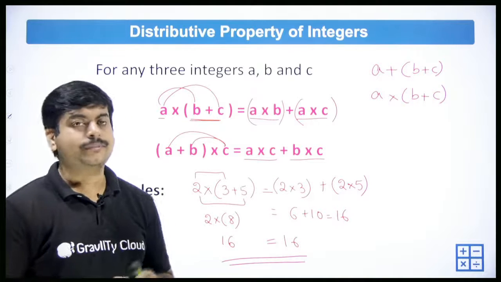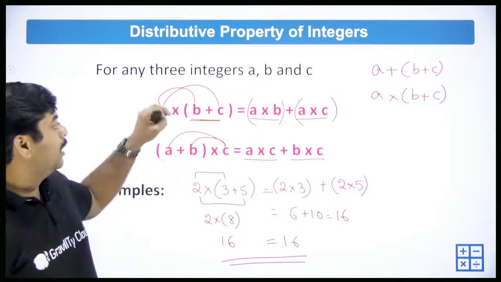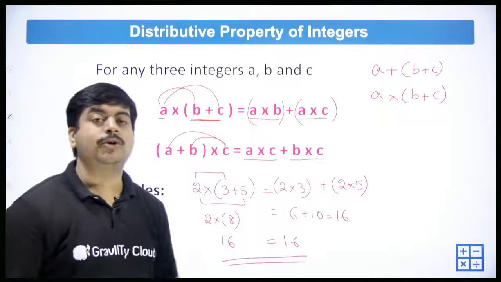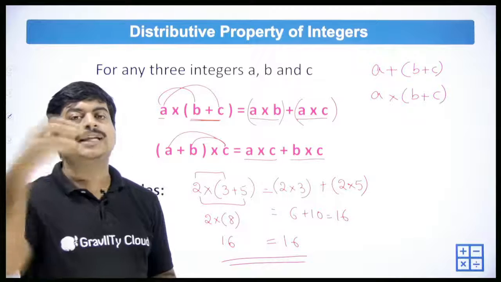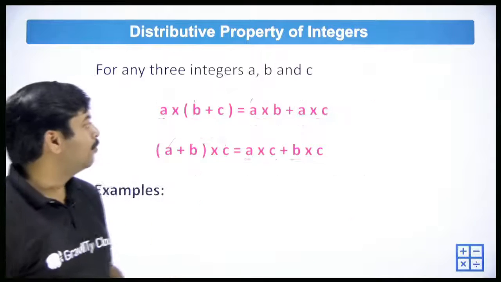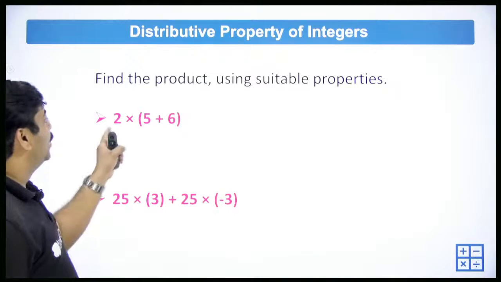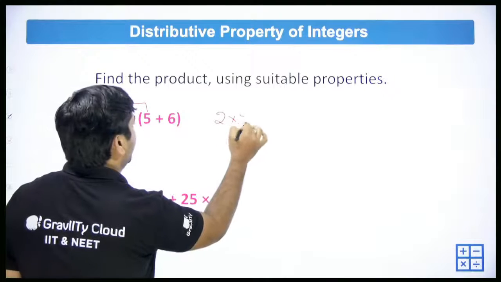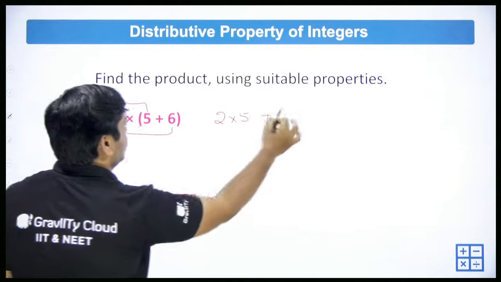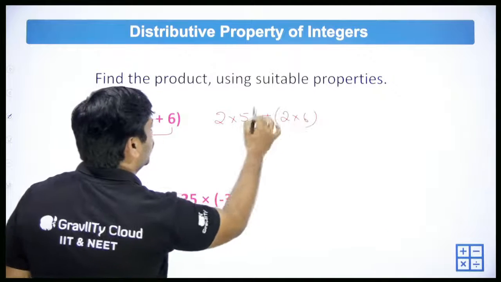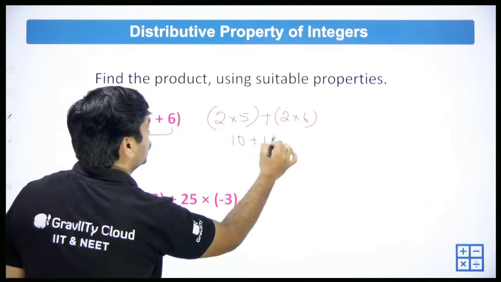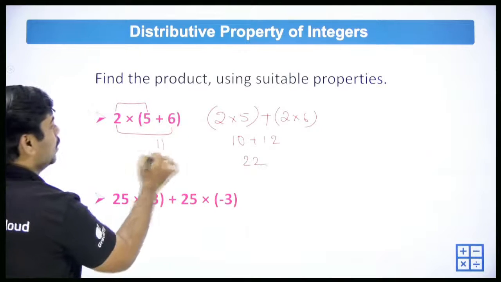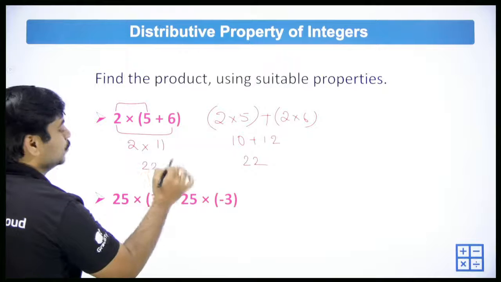Understand? Okay, so A into B plus C equals A into B plus A into C. Whichever number you are multiplying should be distributed to all the remaining numbers. Let me take one more example. 2 into 5 plus 6 is equal to 2 into 5 plus 2 into 6. So what is 2 into 5? 2 into 5 is 10 plus 2 into 6 is 12. So that becomes 22. 5 plus 6 is 11. 2 into 11 is also 22, right?